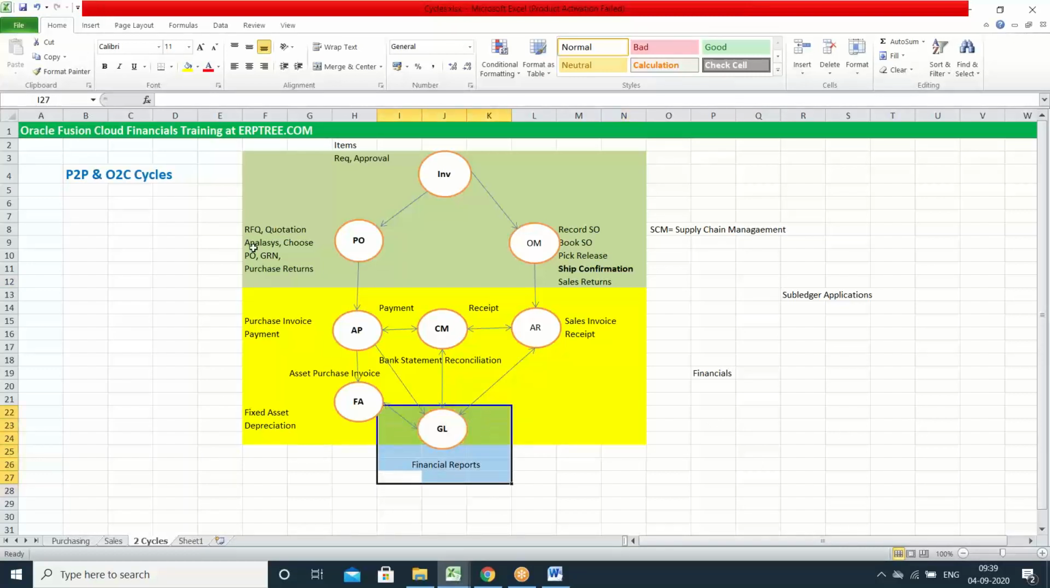So other than GL, all the applications we call subledger applications. GL is the general ledger. Why are we calling these subledger applications? In AP data will come to GL, FA data will come to GL, PO data will come here, CM, inventory, all the application data will come to GL. Compared to GL, these are all just subparts. That is the reason we call all applications other than GL subledger applications. Within the GL, whatever ledger we create to record the transactions across all the applications, that is the primary ledger.